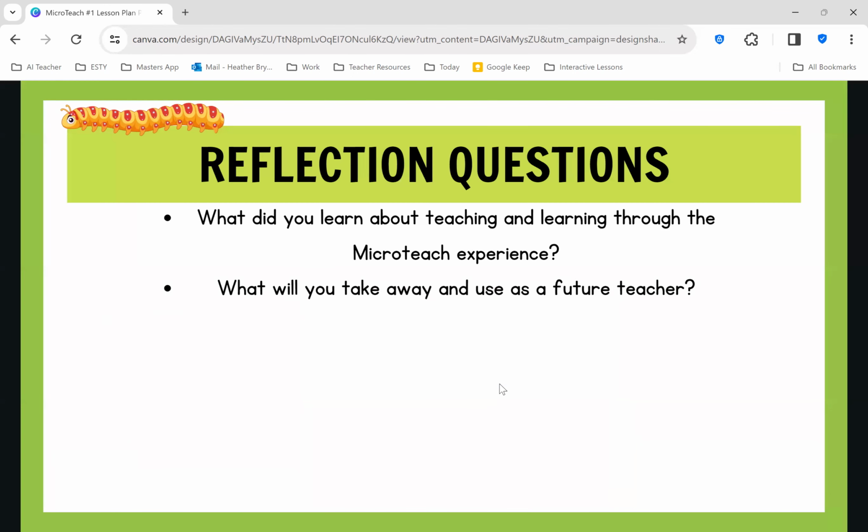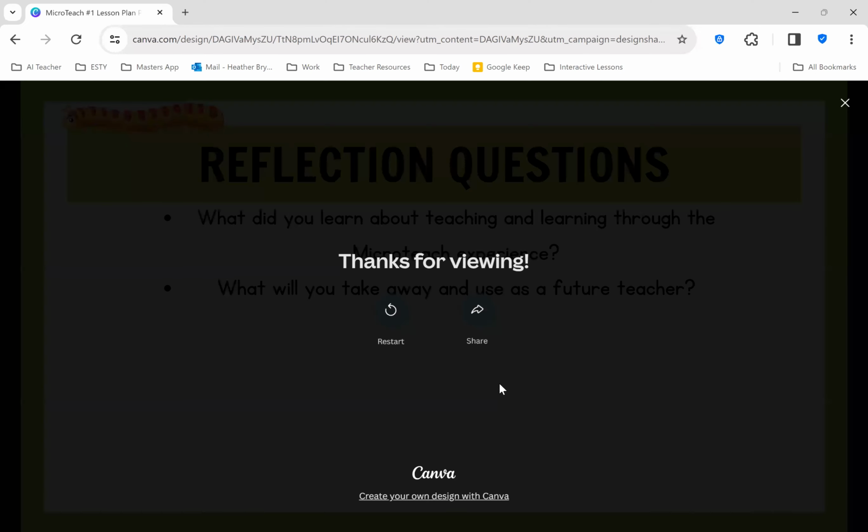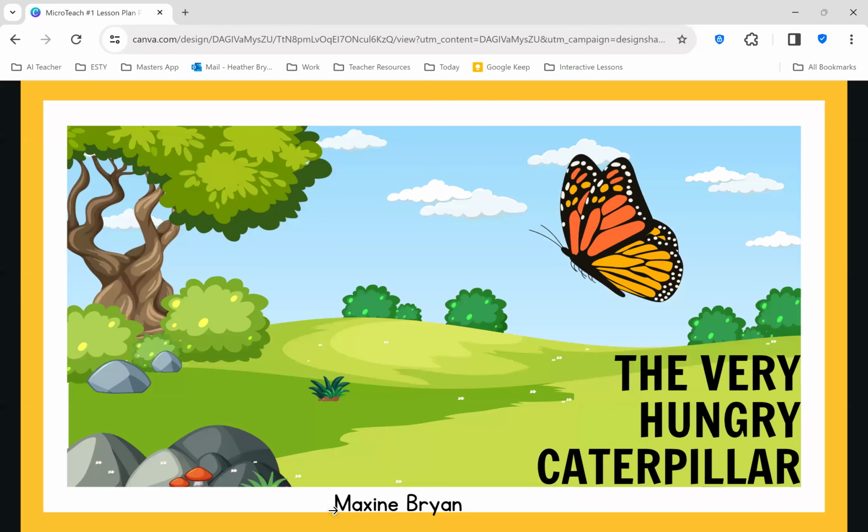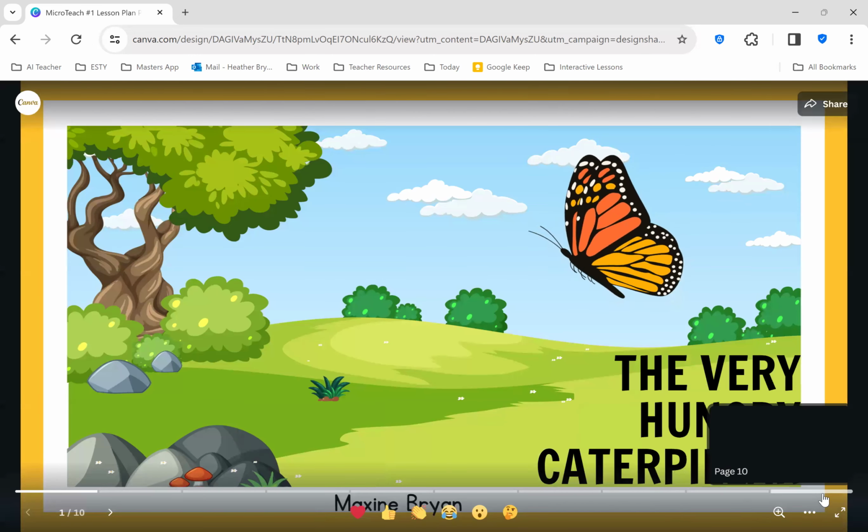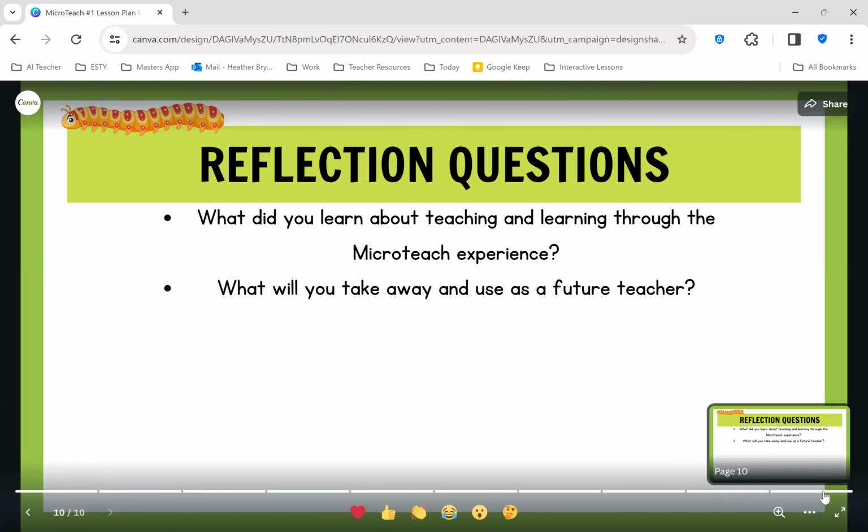Now, reflection. What did you learn about teaching and learning through the Microteach experience? I really learned that it is very important to plan. Without planning, we have poor performance, and we ultimately want our teachers and our students to succeed. To succeed, we want them to do better and understand material, right?